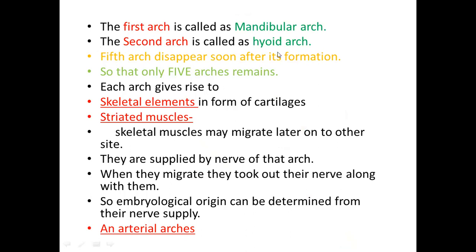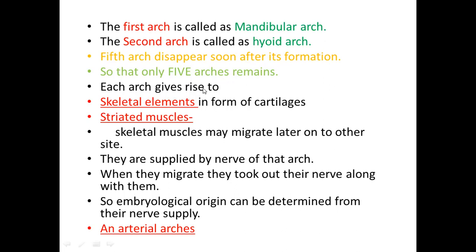The second arch is called the hyoid arch. So these are alternate names for these pharyngeal arches. First and second have alternate names like mandibular arch and hyoid arch. Mostly the hyoid structures get derived from the second arch. The fifth arch disappears soon after its formation, as we know. So only five arches remain.